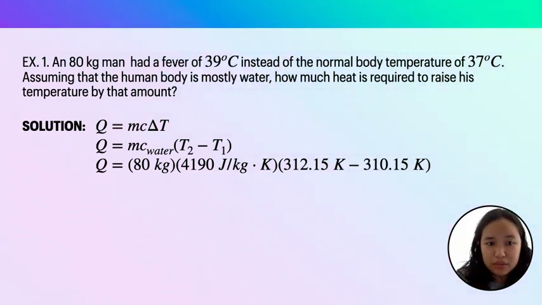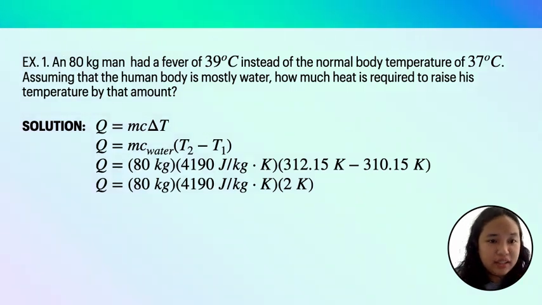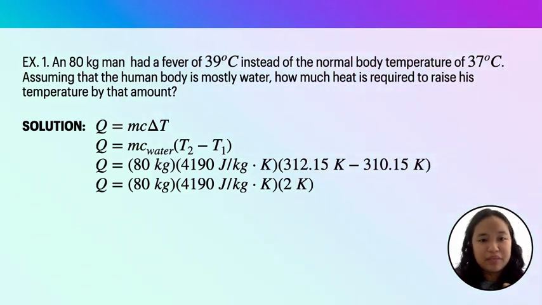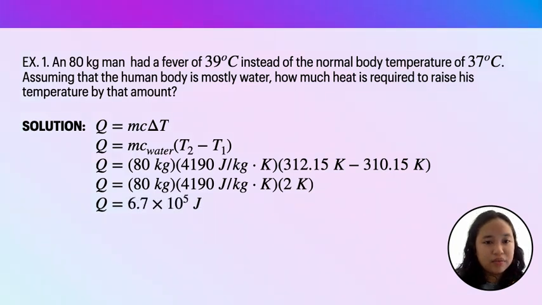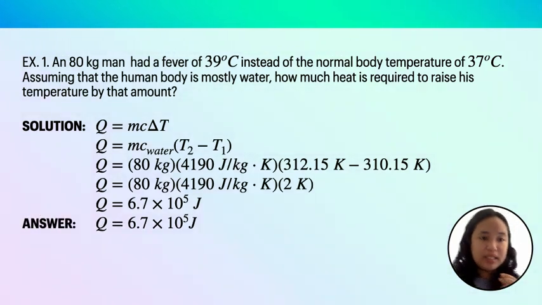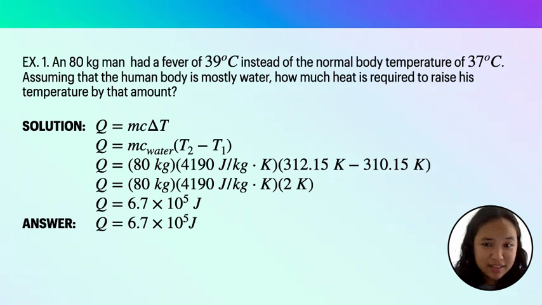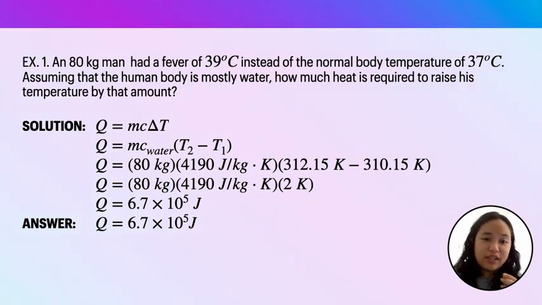So going back to the problem, we multiply all those quantities, and then we have 80 kilograms times 4,190 joules per kilogram Kelvin times 2 Kelvin, since 312.15 Kelvin minus 310.15 Kelvin is 2 Kelvin. Using your calculator, you should get 6.7 times 10 to the power of 5 joules. So we write the final answer: Q is equal to 6.7 times 10 to the power of 5 joules. Did you get the same answer? If you got a different one, then you must review how you entered the values in your calculator.